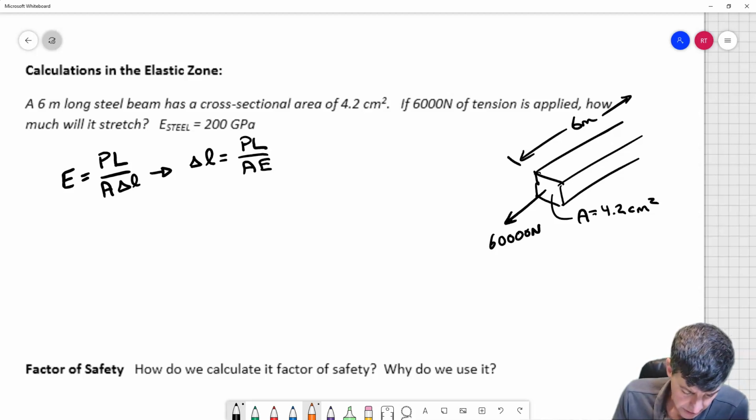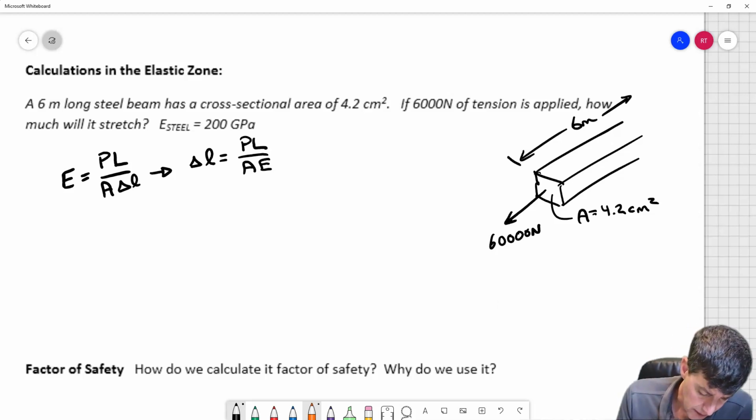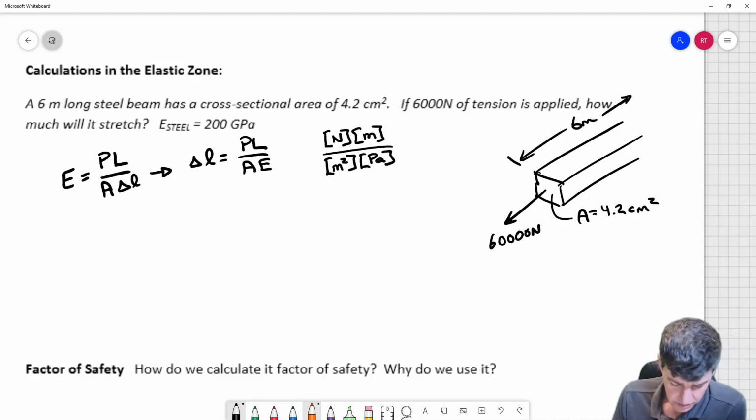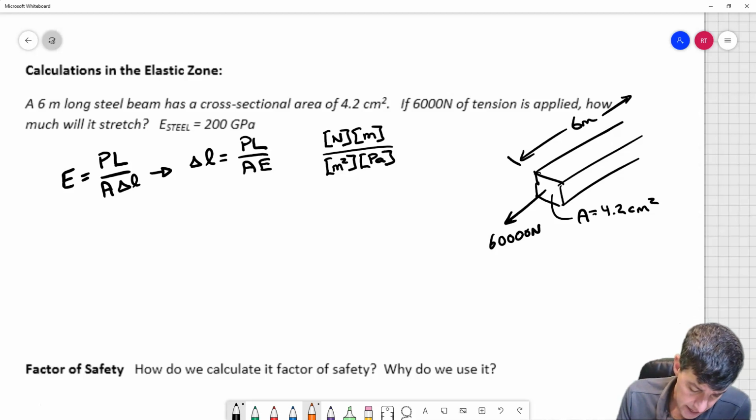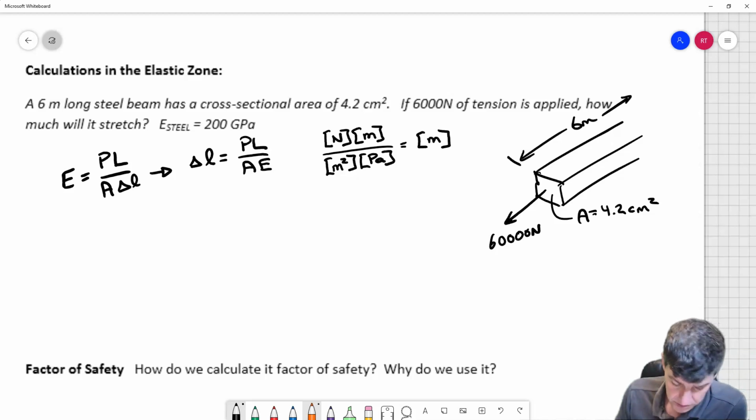Let's look at units for a second. The base unit of P is a Newton, the base unit of L is a meter, my area is going to be meters squared, and my E value is a Pascal, or a Newton per meter squared. In the end, all of this is going to give me a change of length value in meters.